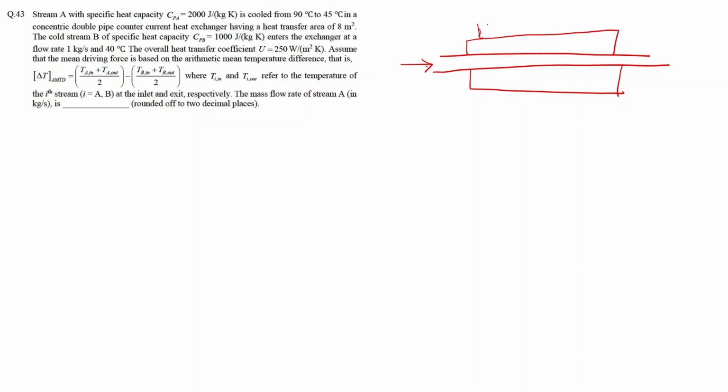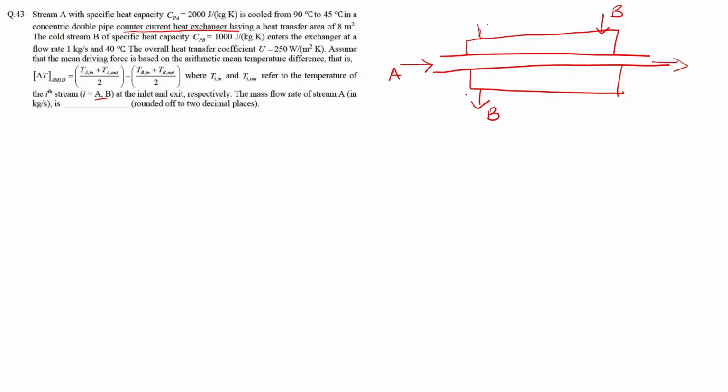Let's just assume that the A stream enters the tube. So A enters from here and leaves here, and we have been given a counter current heat exchanger. So we will enter from this side and leave from over here.